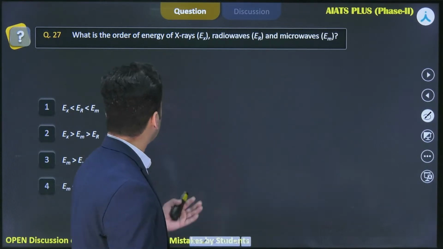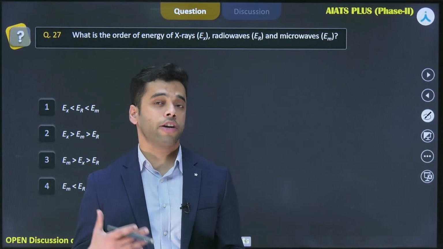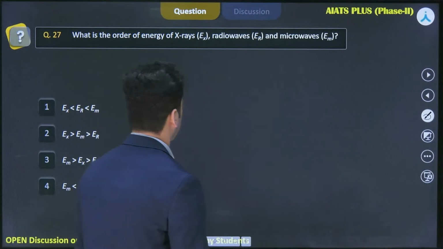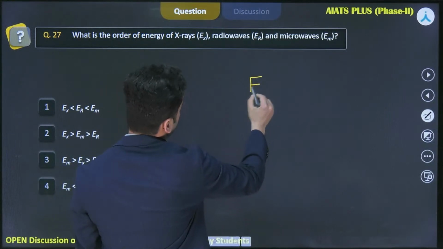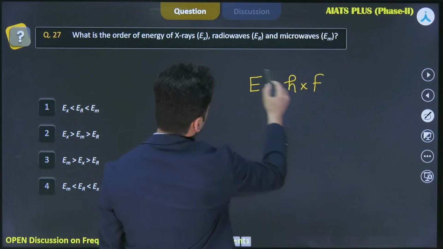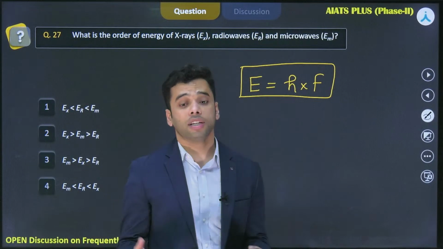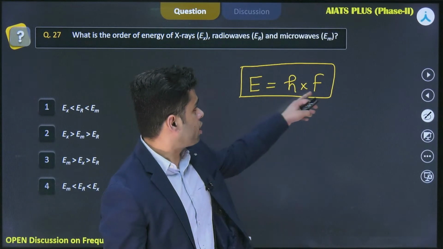So dear students, to compare the order, first you need to know how to compare the energy of an electromagnetic wave. The energy of an electromagnetic wave, E, can be written as h into f. h is Planck's constant, f is the frequency. E is equal to h into f, or hc by lambda, but h into f, where f is the frequency.